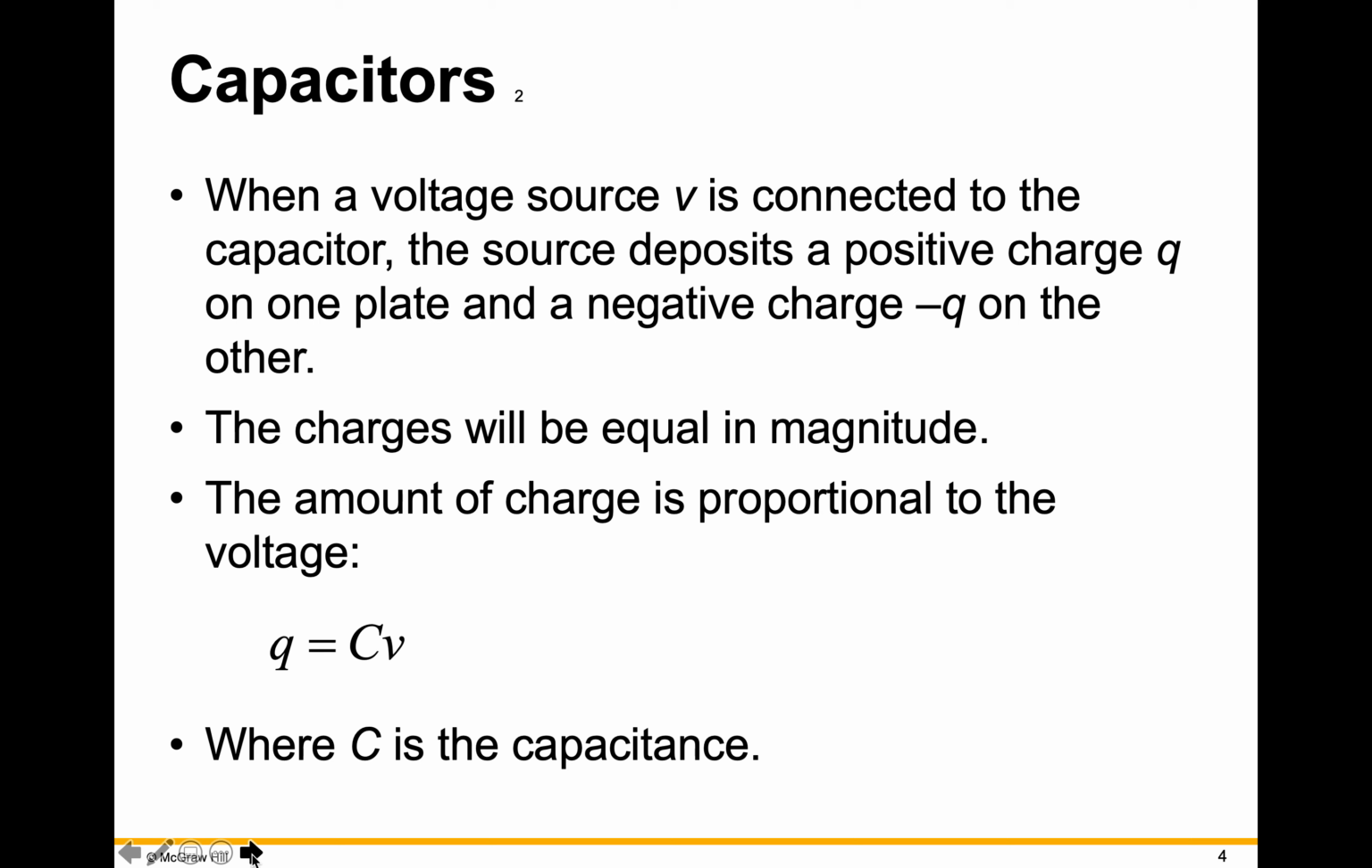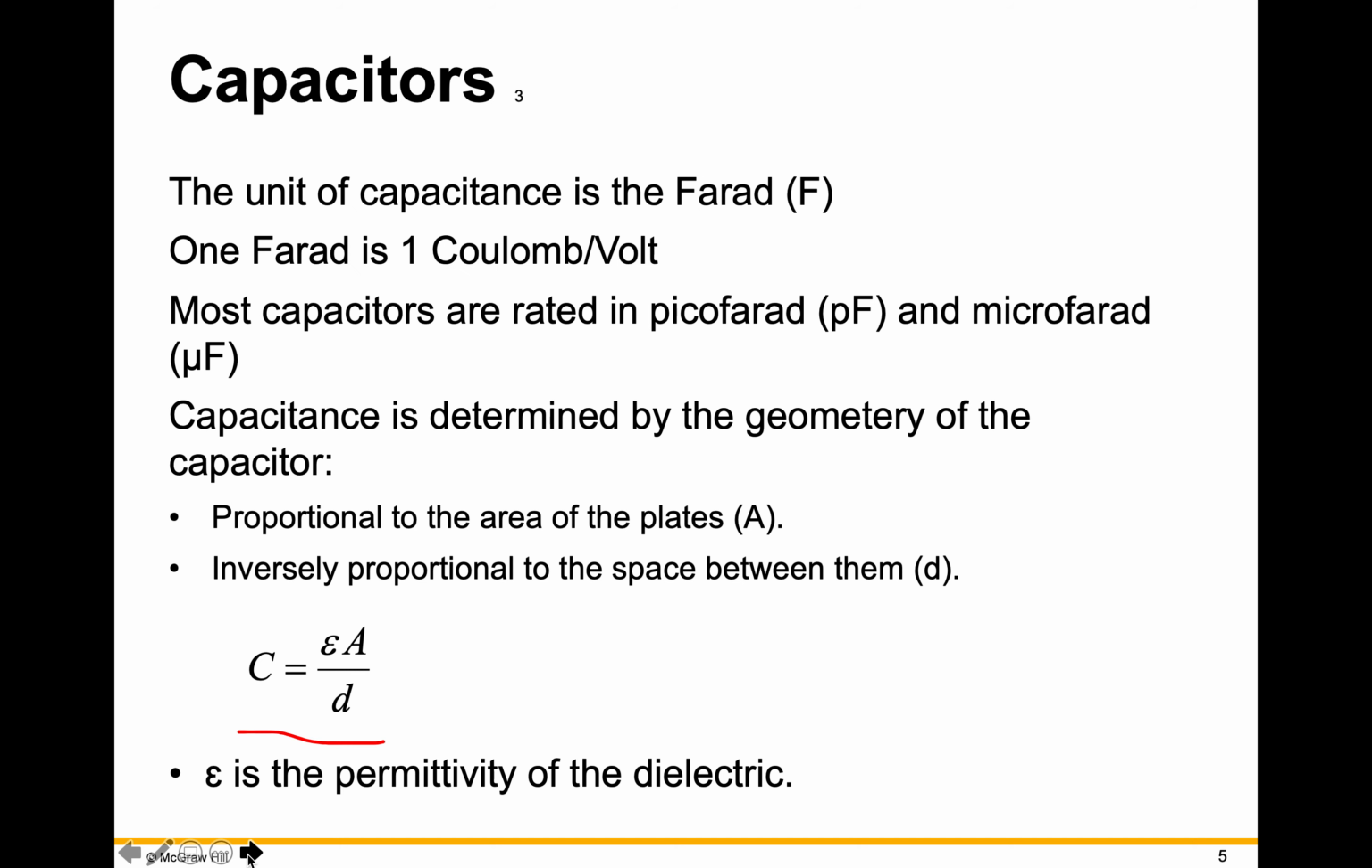When a voltage source is connected to the capacitor, charge accumulates on the plates. You get a positive charge distributed on one plate and a negative charge on the other, equal in magnitude but opposite in sign. The amount of charge deposited on the plates is proportional to the voltage, so Q, the charge, is equal to CV, where C is the capacitance. For a parallel plate capacitor, the capacitance is epsilon A over D, where A is the area of the plates, D is the distance between them, and epsilon is a constant dependent on the dielectric placed between them.